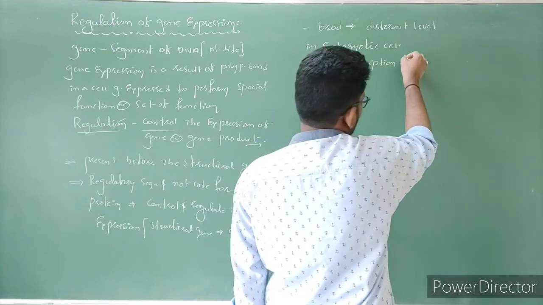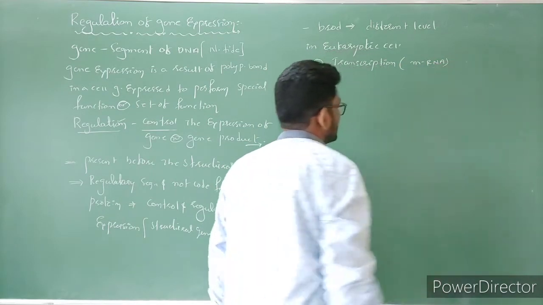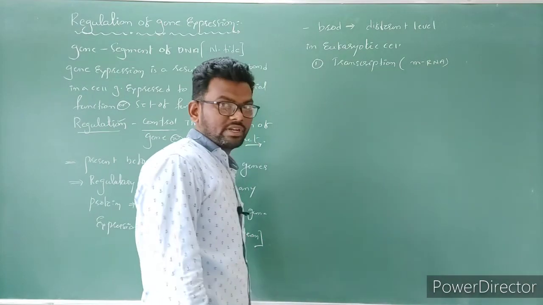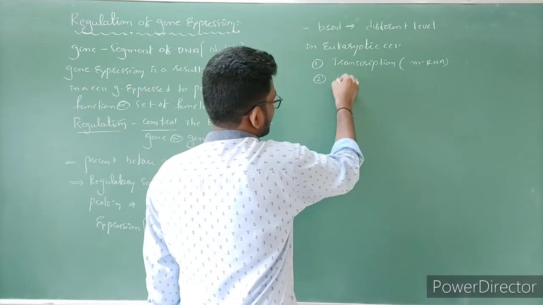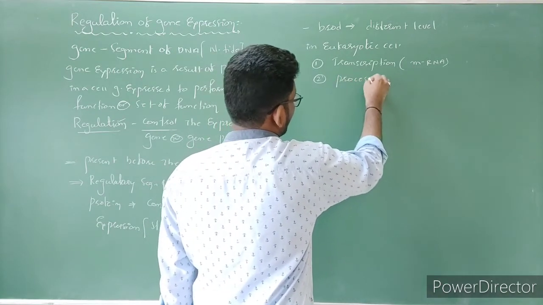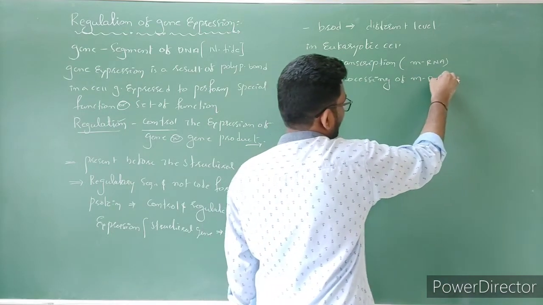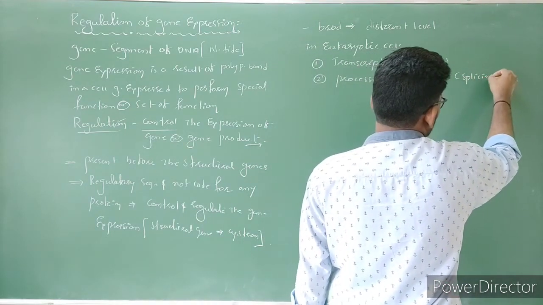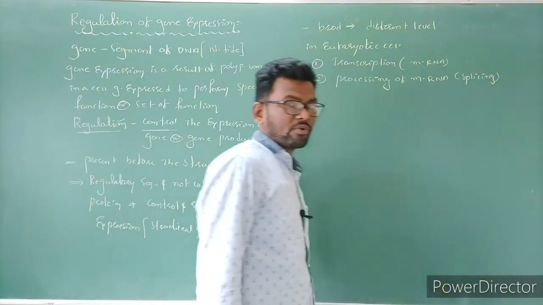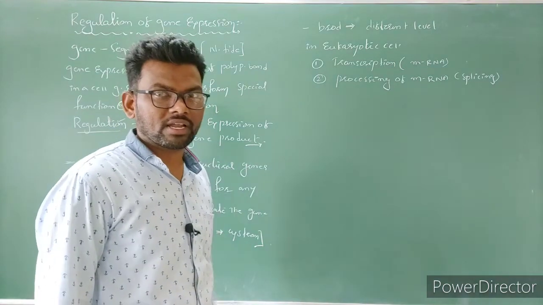Nothing but the process of formation of mRNA, or initiation of transcription level. And the second one is processing of mRNA, which we can call splicing. Splicing is absent in prokaryotic cells, which is a character of only eukaryotic cells, right?